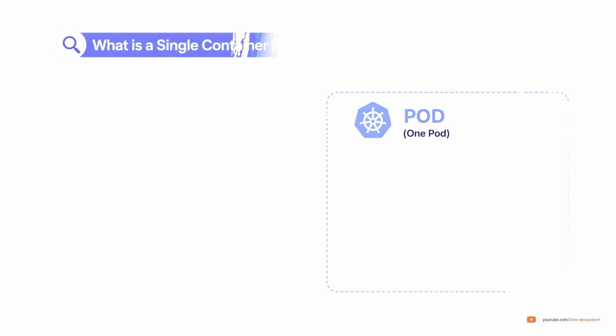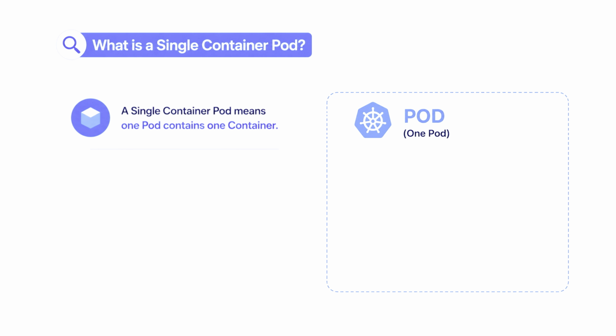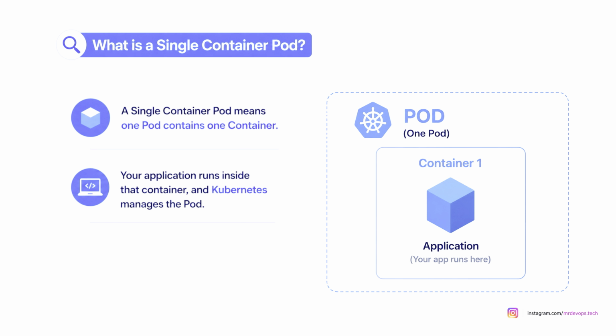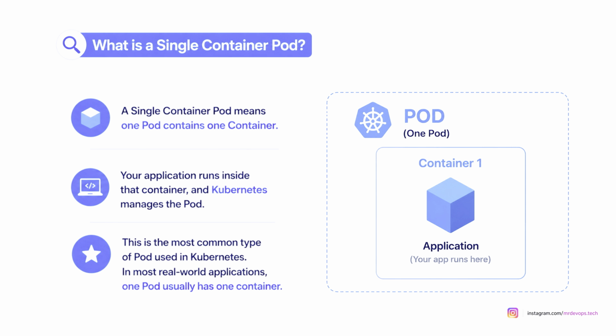So let's get started. A single container pod means one pod contains one container. So your application runs inside the container and Kubernetes manages the pod. This is the most common type of pod used in Kubernetes. In most real world applications, one pod usually contains one container.